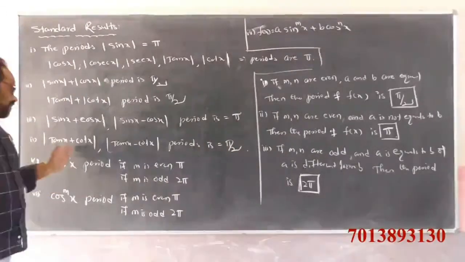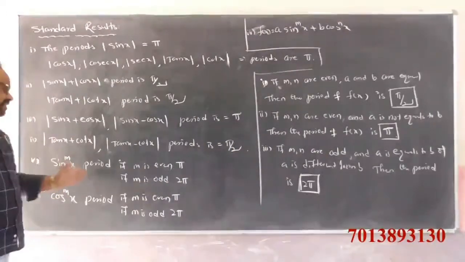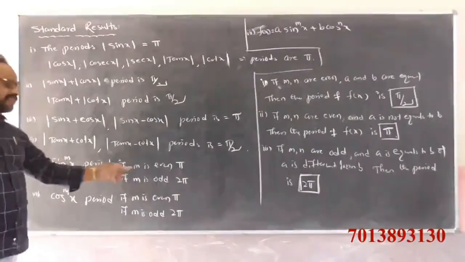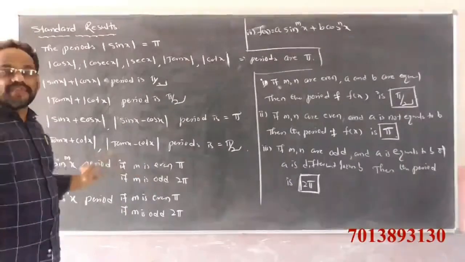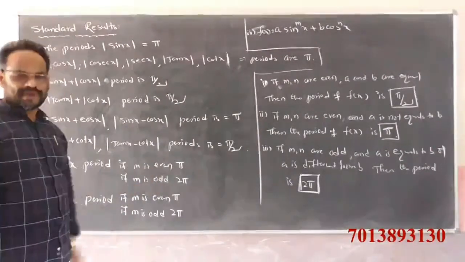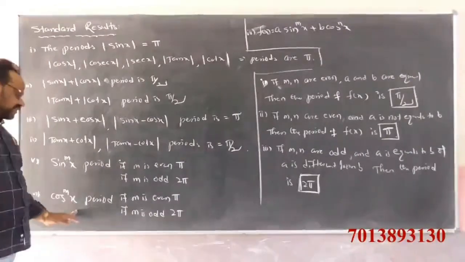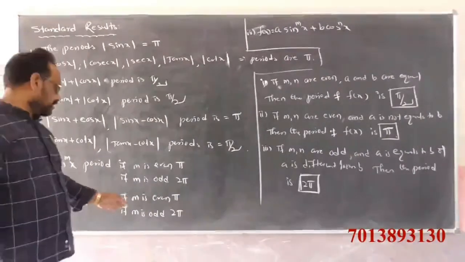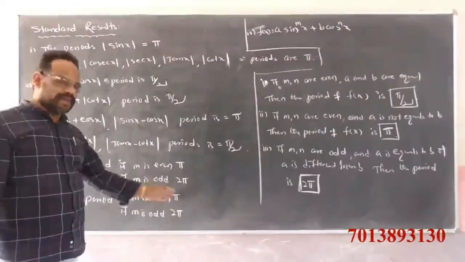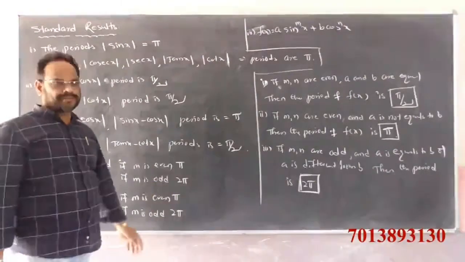Next, sine power mx. The period is: if m is even, the period is pi. If m is odd, the period is 2 pi. Cos power mx: the period is, if m is even, pi. If m is odd, 2 pi.